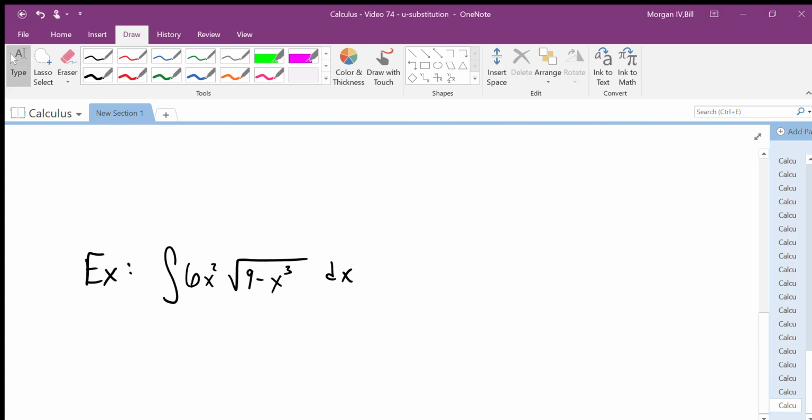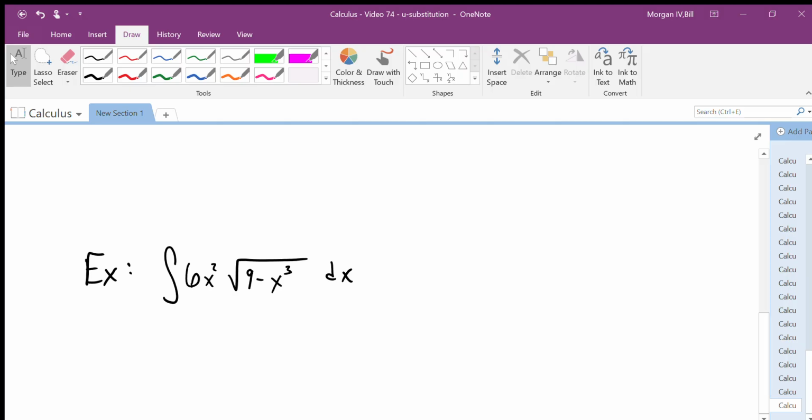Okay, so the example we have here is the integral. This is an antiderivative or indefinite integral, no bounds. And all the ones we'll have at the beginning for these first few videos will be antiderivatives, and then we'll move into how we do U substitution with bounds. In this case, the integral of 6x squared times the square root of 9 minus x cubed dx. And as you can see, this is a more complicated integral.